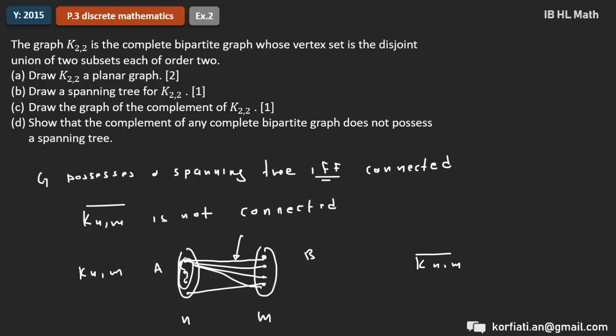So the complement of any complete bipartite graph is not connected, and therefore it does not have a spanning tree. It does not possess a spanning tree. It is a very easy question, I mean, a very easy exercise, if someone remembers some basic definitions.